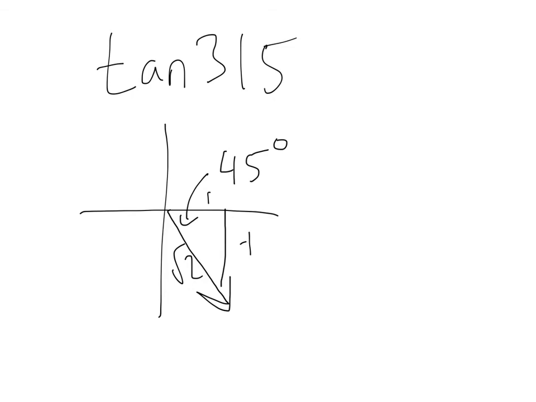Yelling timber. Tangent is opposite over hypotenuse, so opposite is negative 1 over adjacent. Sorry, did I say opposite over hypotenuse? Opposite over adjacent. So negative 1 over 1, which gives me negative 1 for my value. Sweet.